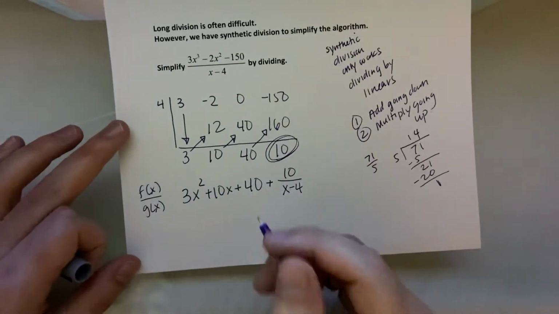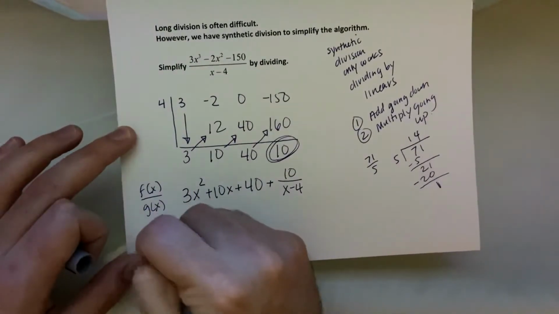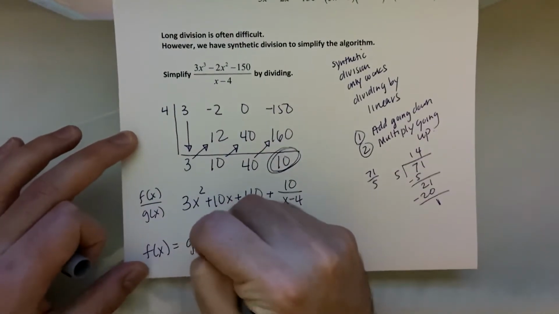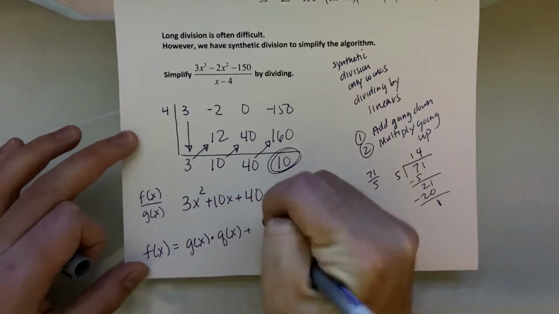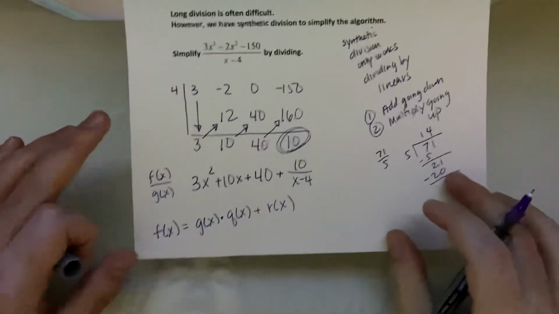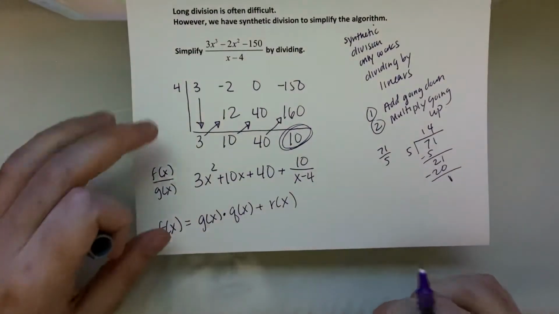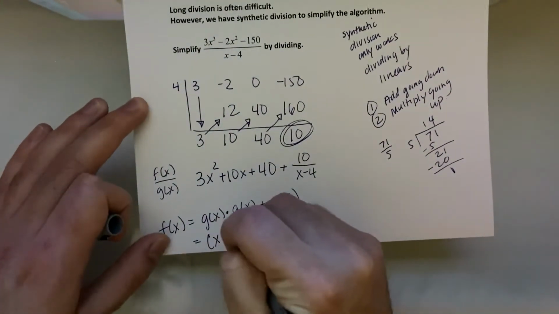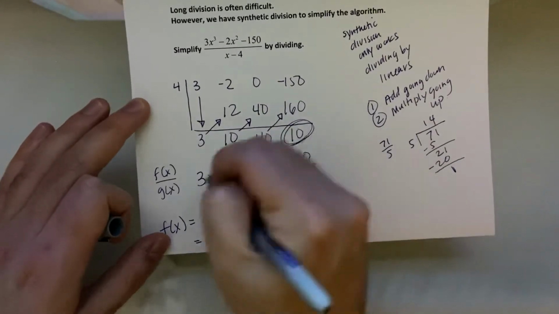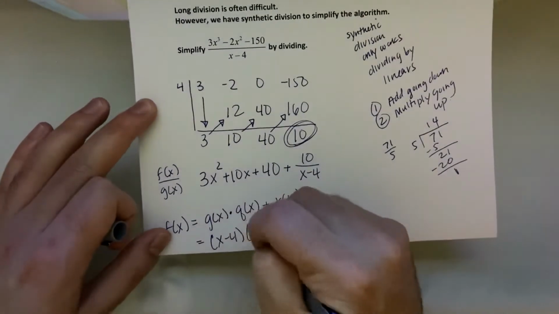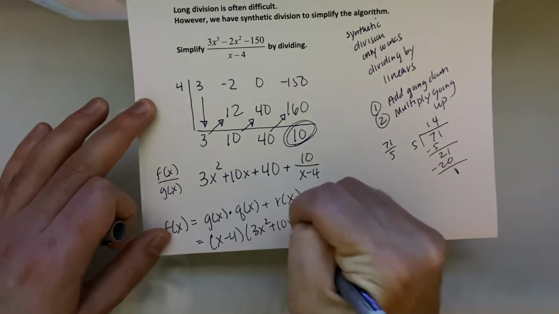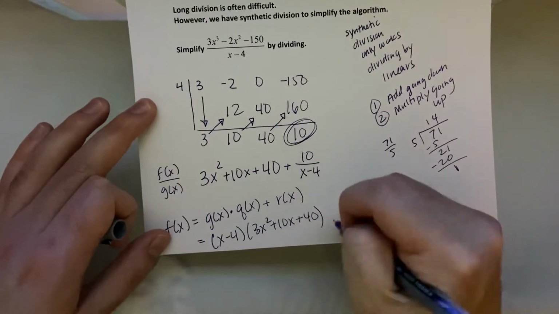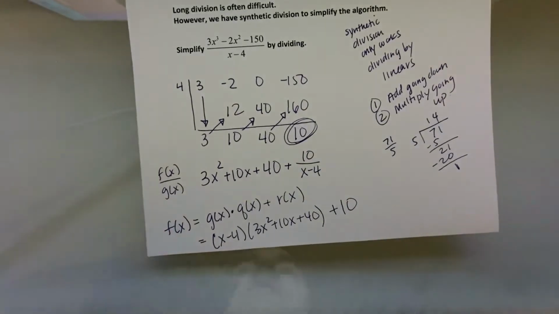Now they may ask us to find the quotient and the remainder, where f of x is equal to that form up there, g of x times q of x plus r of x. If they ask you for this, your g of x is the x minus 4, which you divided by. Your q of x is the portion of your answer without the remainder. And your r of x is the remainder without the division, so the plus 10 from there.